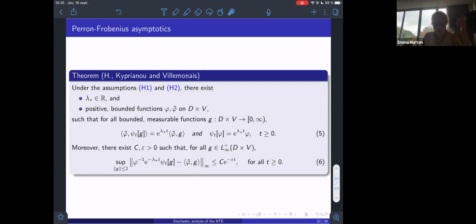And it's just nice to see that this result is actually uniform in all starting positions, all test functions G, and for all time t. So we don't even have to worry about taking particular starting positions, particular initial measures, certain functions or anything like that.